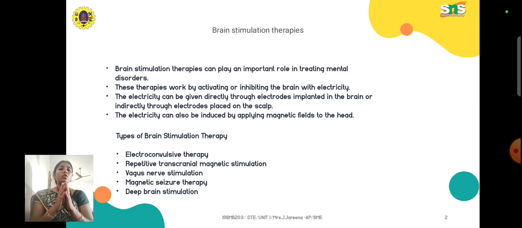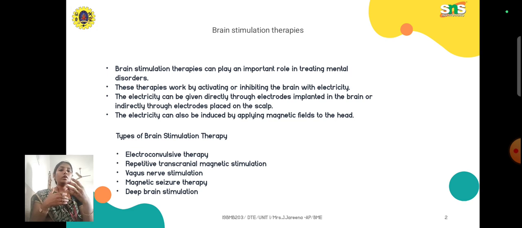It's all about that. Now we will see the different types of brain stimulation therapy. Based upon what type of signal, what type of stimulation we are giving, that is one consideration we can take as types. And also we can consider the area or position where you are giving the stimulation. We have types related to that also.